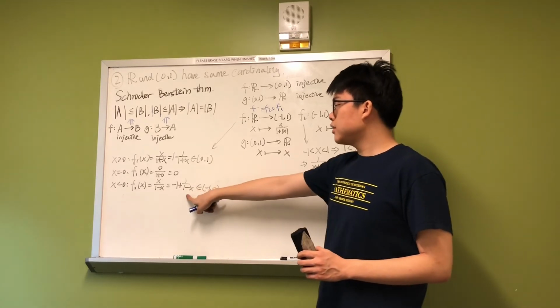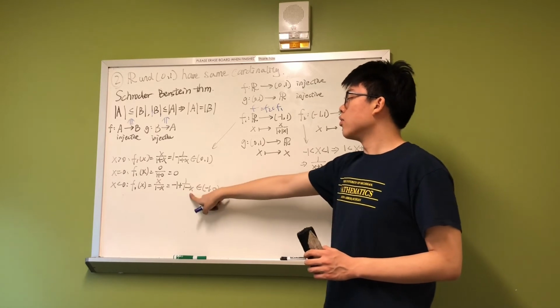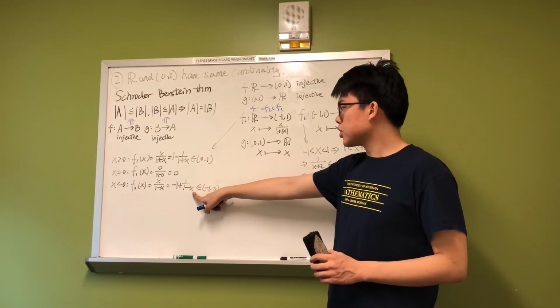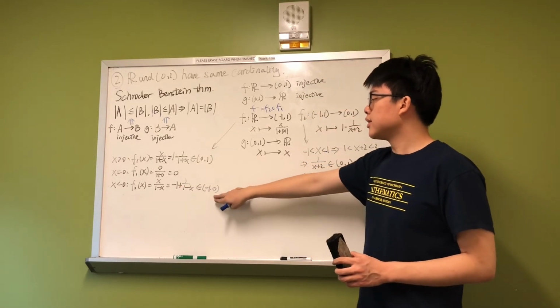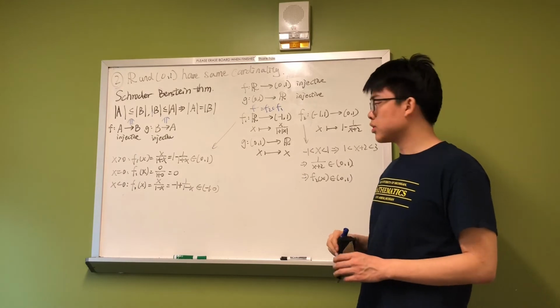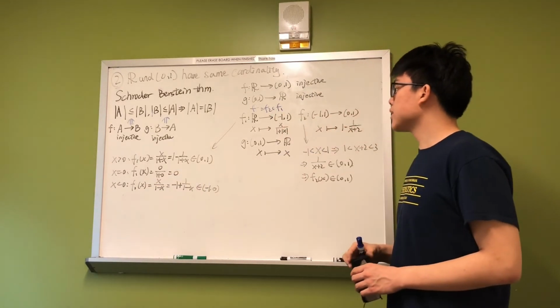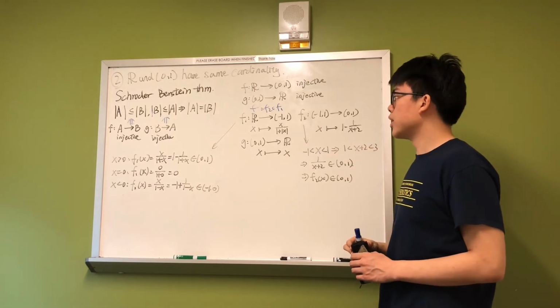Since x is negative, 1 minus x is always positive. So 1 over (1 minus x) is greater than 0 and less than 1. So f1(x) is in the open set (-1,0). So in any case, f1(x) is in the set (-1,1). So f1 is well defined.